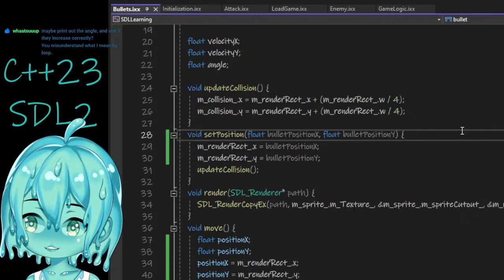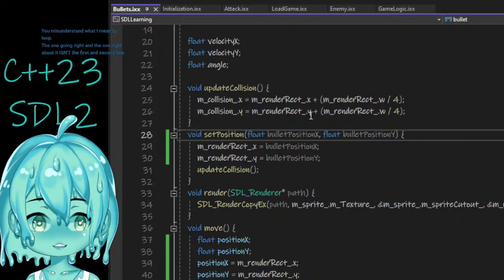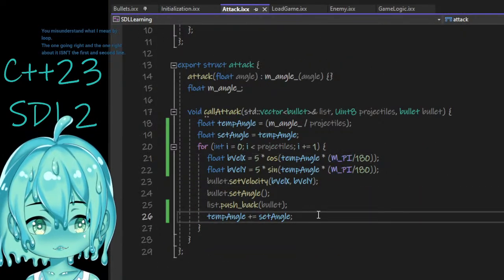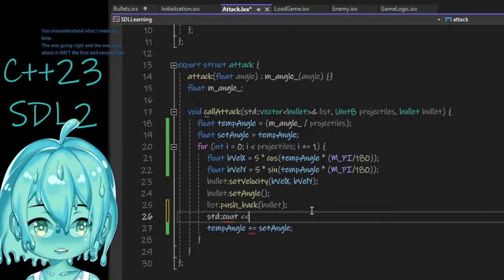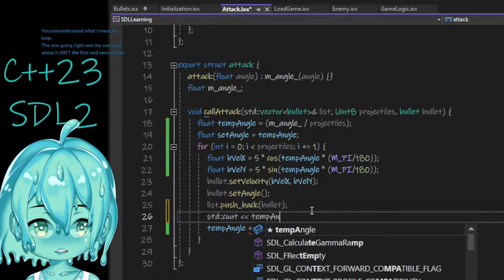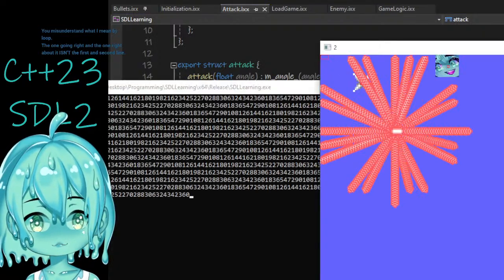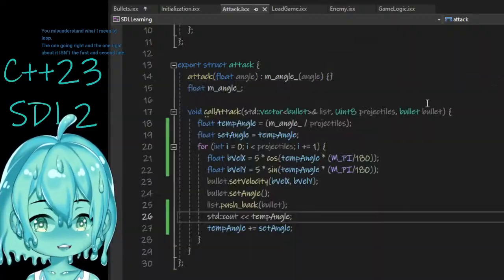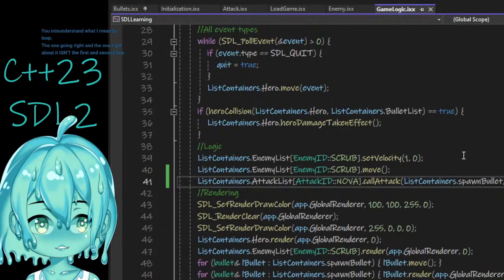That thing with 20 looked like it looped. Maybe print out the angle, see if they increase correctly. Sure, we can try it. std::cout temp angle. All right, we can try that. That wasn't smart. Okay, how about this? We call it once. Let's do that.